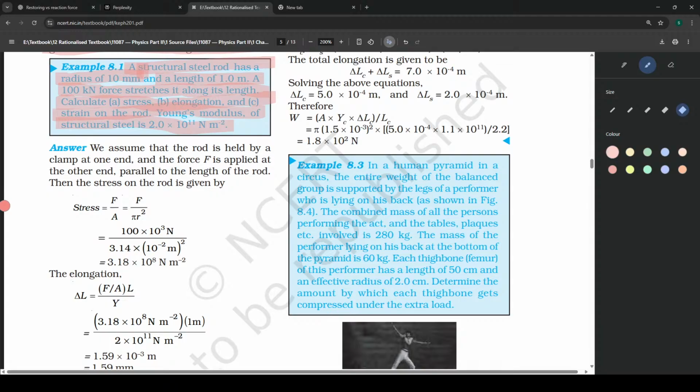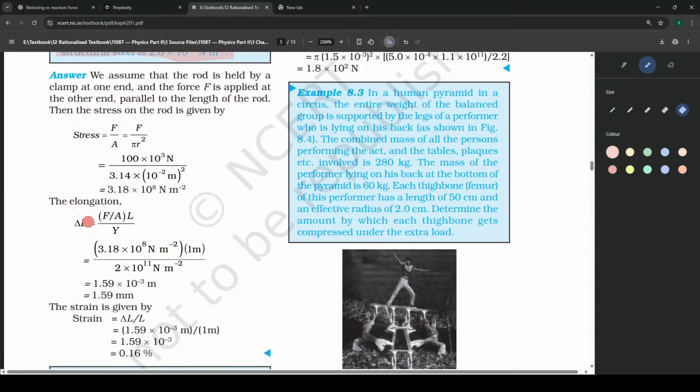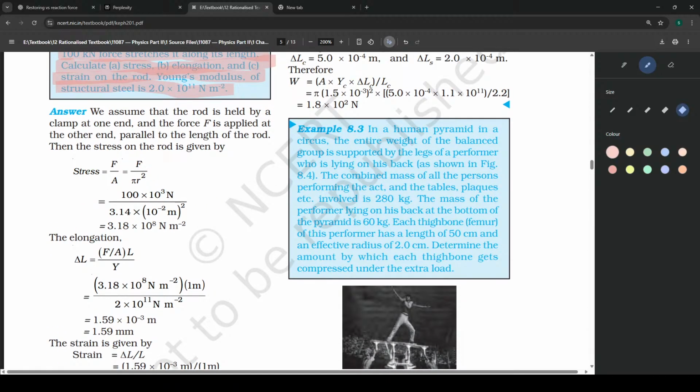We already have the force. We need to find the stress, which is force per area, and the elongation, which we can find through Young's modulus using Hooke's law. Let's assume that the rod is held by a clamp at one end and the force is applied at the other end parallel to the length of the rod. Then the stress on the rod is given by F by A, which is F by pi R square.